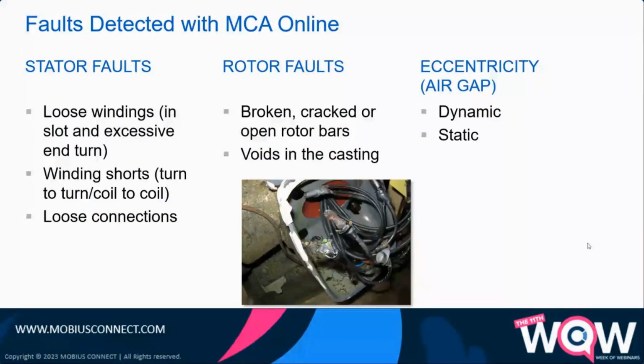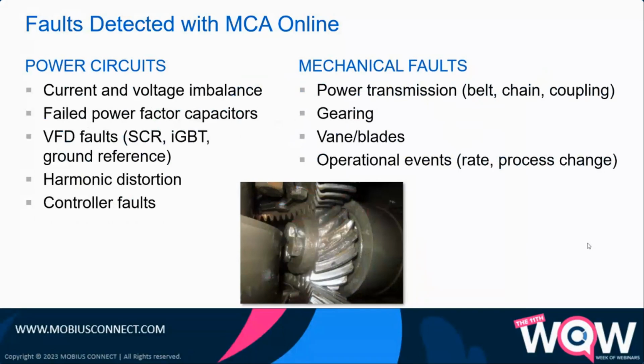The defect detection capability here again is pretty broad. Stator faults, loose windings, winding shorts, loose connections, rotor faults again, broken, cracked, or open rotor bars, voids and castings, just like offline. Dynamic and static eccentricity as well, just like offline.